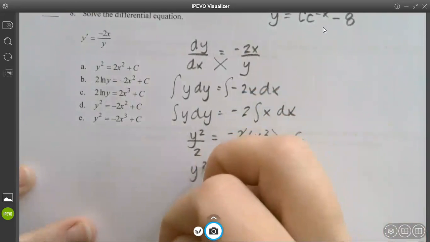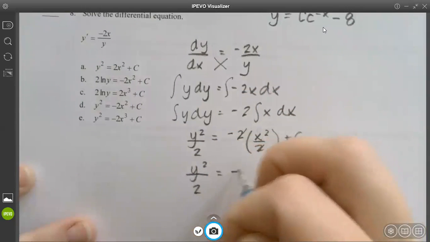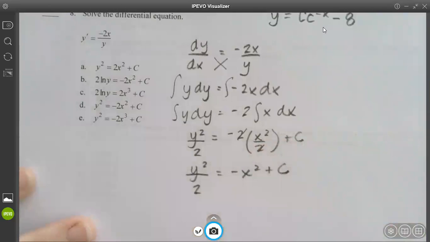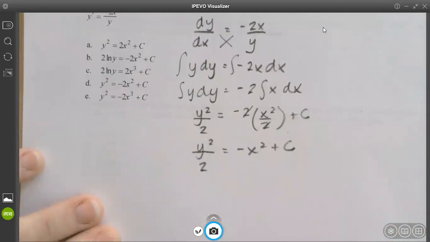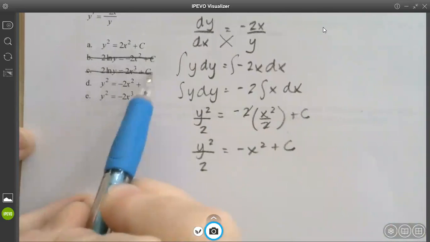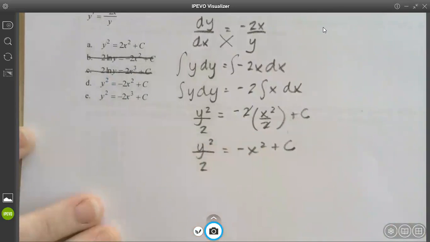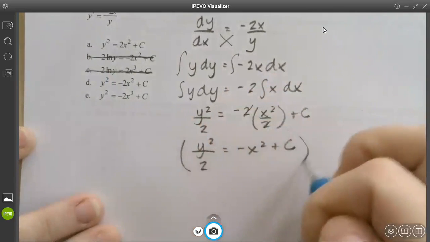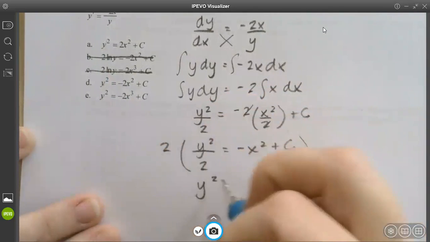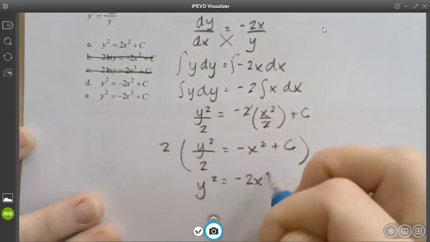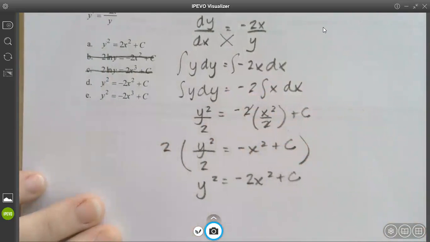So we have y squared over 2 equals -x squared plus C. I don't see that anywhere. What do they do? We don't have any ln, so we can go ahead and mark that out. And then you guys can look and see that it's just plain y squared, not over 2. So we're going to multiply by 2. We get y squared equals -2x squared plus C, which is D.